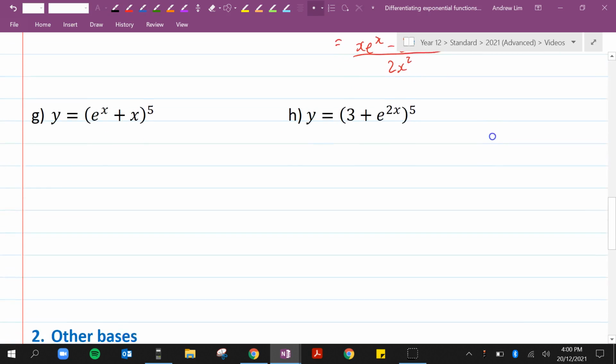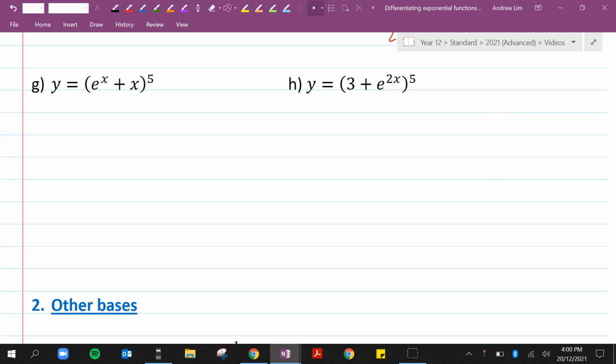Alright, question G. Here we've got y equals (e to the x plus x) all to the power 5. So it looks like we need to use the chain rule. So y dash, I'm going to bring down the power. I'm going to write down whatever's in the bracket exactly as it is. Reduce the power by 1. And then I'm going to multiply this by the derivative of what's in the brackets. When we differentiate this, we get e to the power of x plus 1. And that's it.